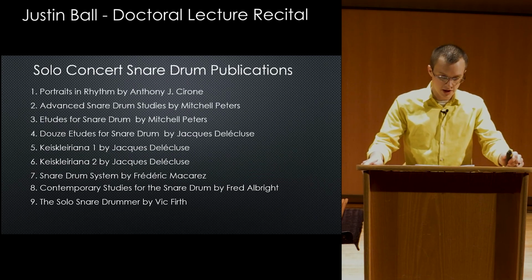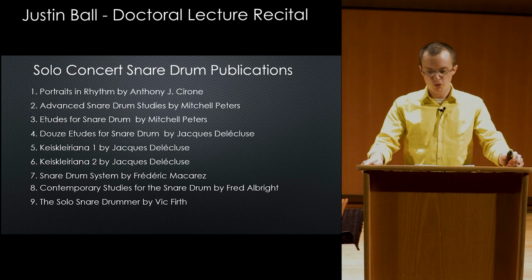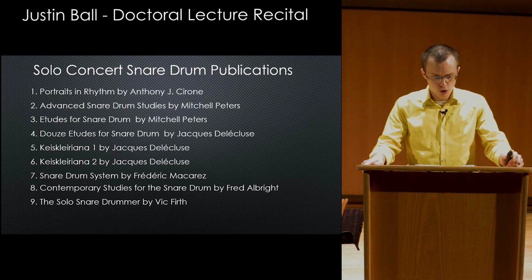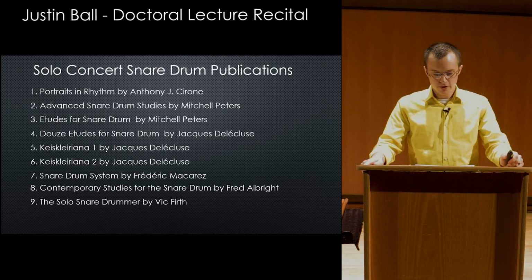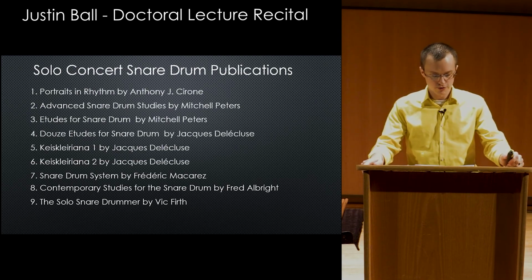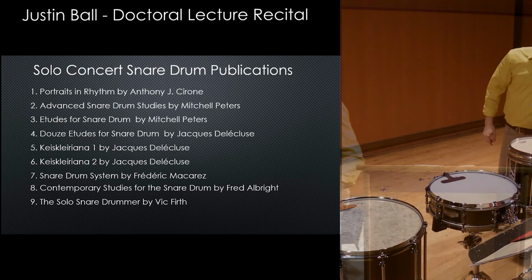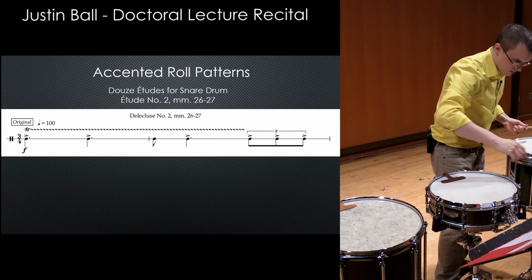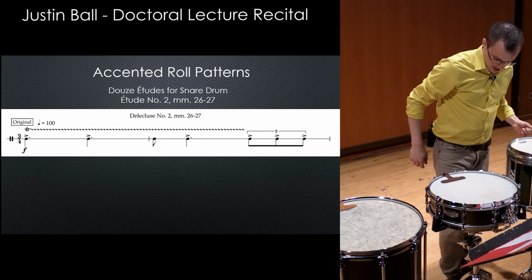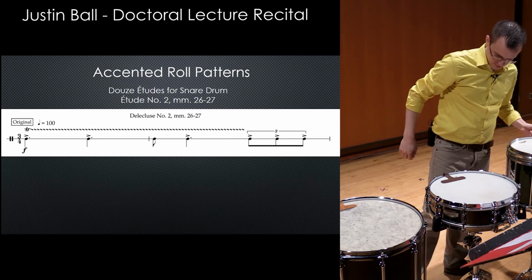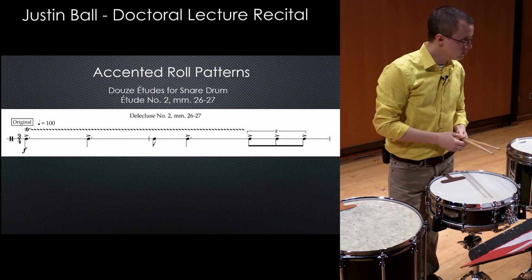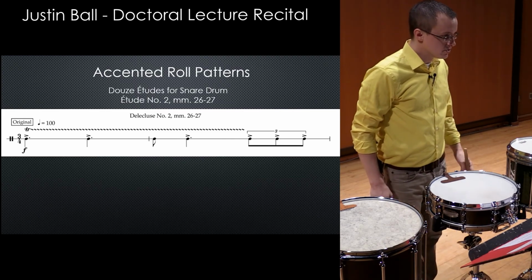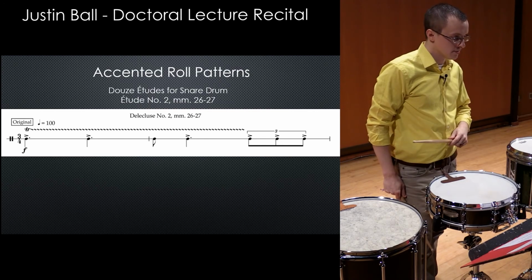In preparing these examples, I combed through several of the most popular concert snare drum solo books by Anthony Cerrone, Jacques Delécluse, Mitchell Peters, Vic Firth, and several others. I found that the accented roll pattern style was applicable in a wide variety of excerpts. The first example features an accented roll passage in Douze Etudes for Snare Drum, Etude number 2.